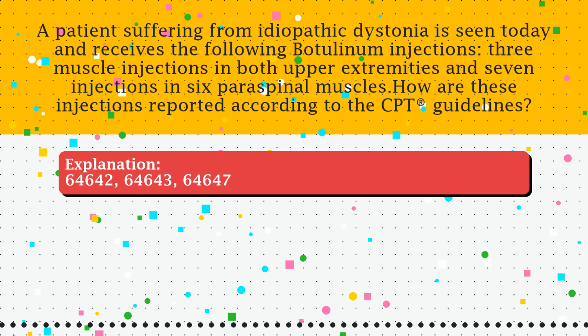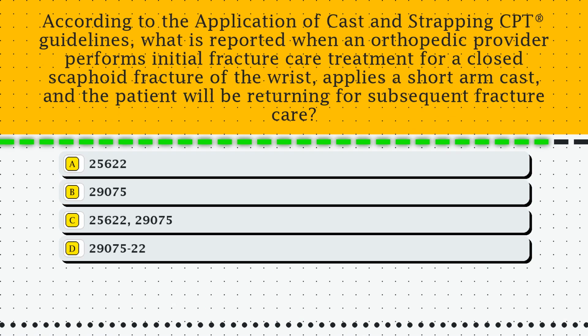Question 20. According to the application of cast and strapping CPT guidelines, what is reported when an orthopedic provider performs initial fracture care treatment for a closed scaphoid fracture of the wrist, applies a short arm cast, and the patient will be returning for subsequent fracture care?